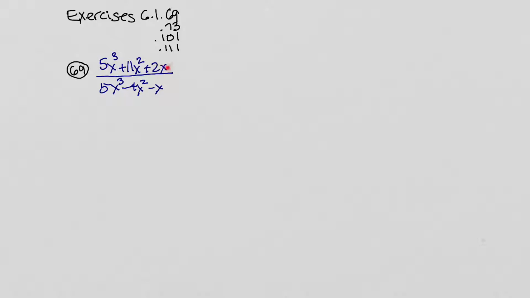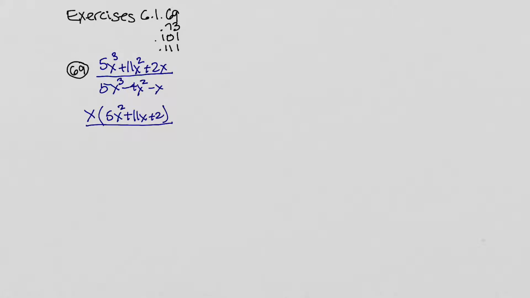So out of this numerator, notice that we've got nothing in common with the numbers, but we've got 3 x's here, 2 x's here, and 1 x here. So we can at least factor out an x, and that's going to leave us 5x squared plus 11x plus 2.